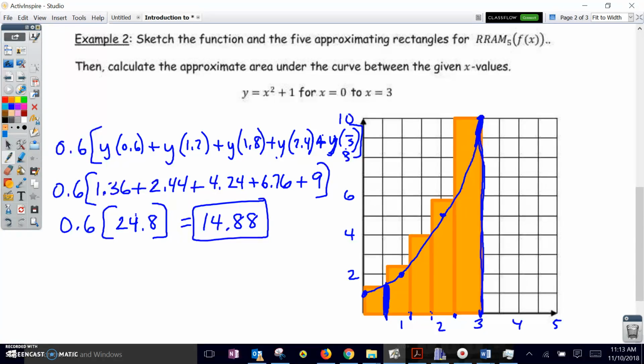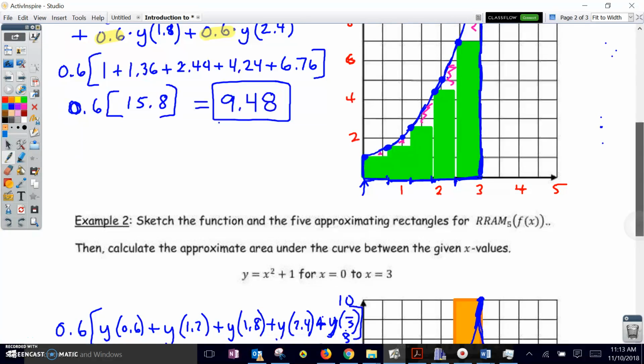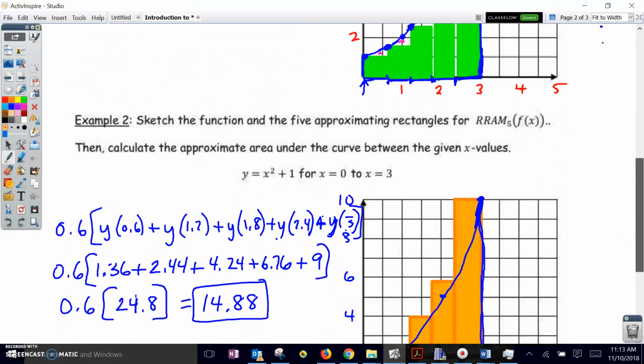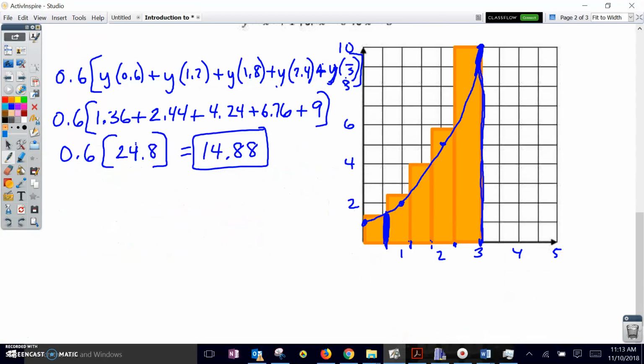So we know that the true area underneath this curve is somewhere in between 9.48, which was an under approximation, and 14.88, which was an over approximation.